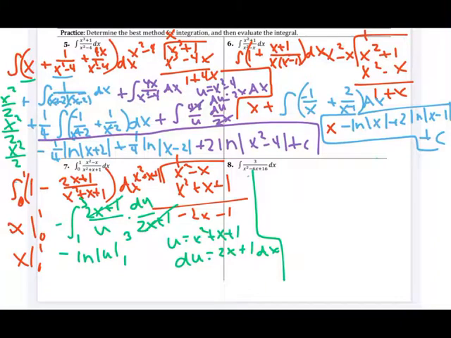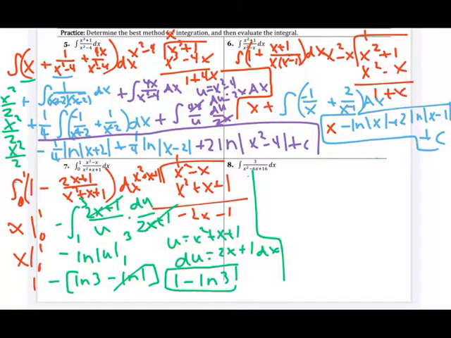Well, x from 0 to 1, I guess I could have done this a while ago. When x is 1, I have 1. When x is 0, I have 0. So that is just going to become 1 minus natural log of 3 minus natural log of 1. Well, natural log of 1 is just 0. So this is going to become 1 minus natural log of 3. All right, go ahead and pause the video and try and work through number 8.